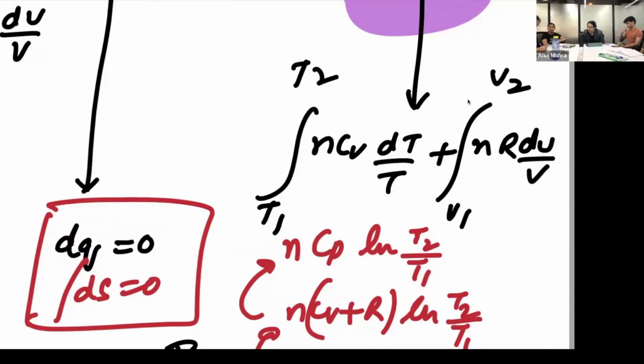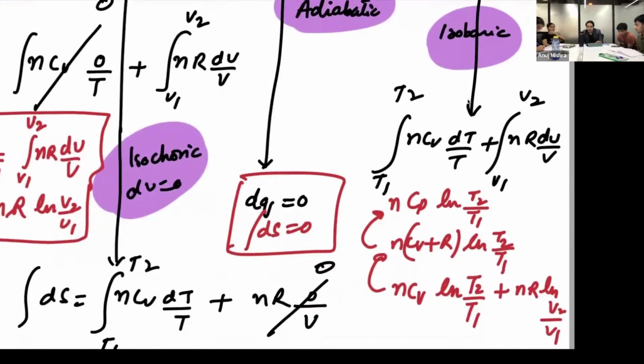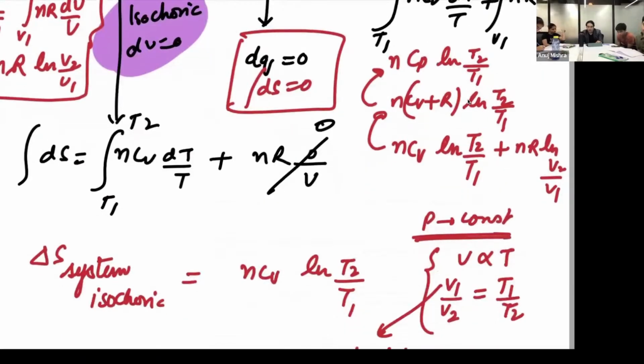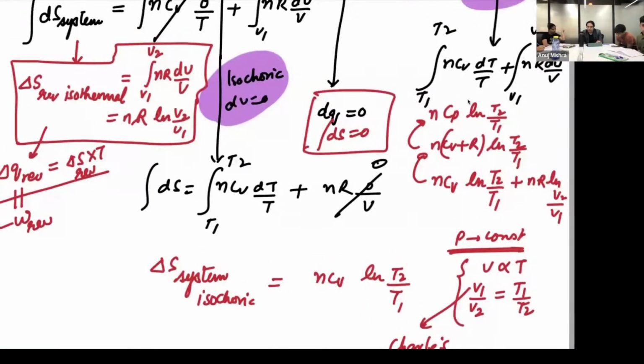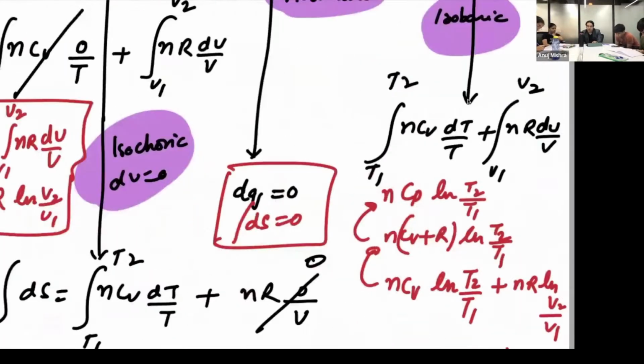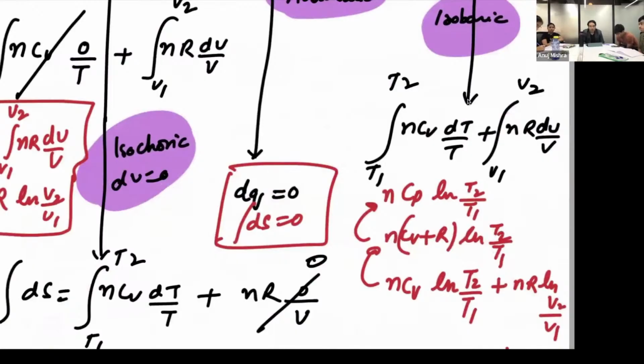Now V2 upon V1 is T2 upon T1. Why? Because pressure is constant. So can I replace V2 upon V1 by T2 upon T1 on the right hand side? So everything will become n times Cv plus R ln T2 upon T1, and Cv plus R is Cp. Everyone gets a new formula. All these formulas can be used in different cases. Any problem? Cv plus R is Cp. Will you do it? Okay.